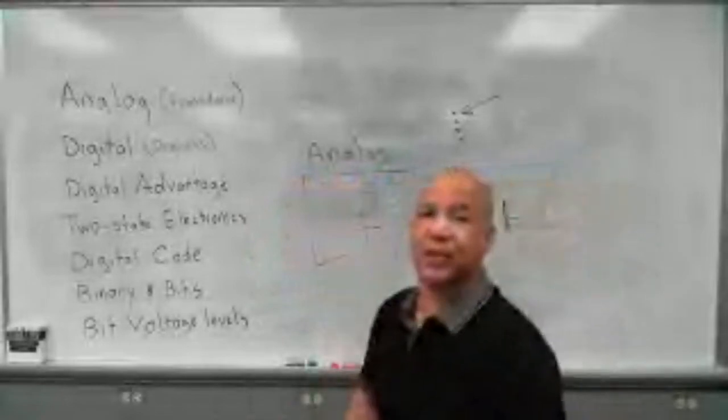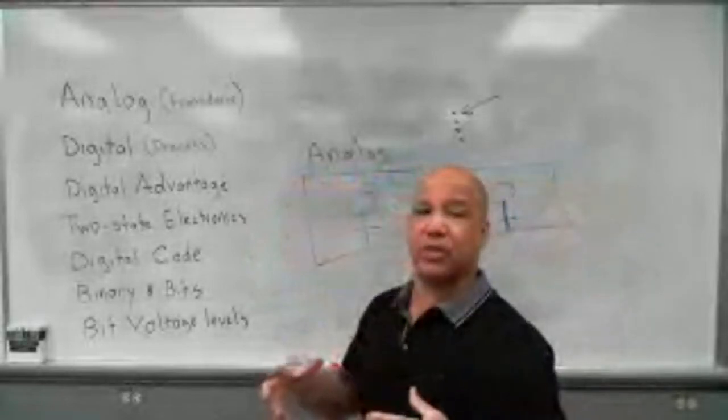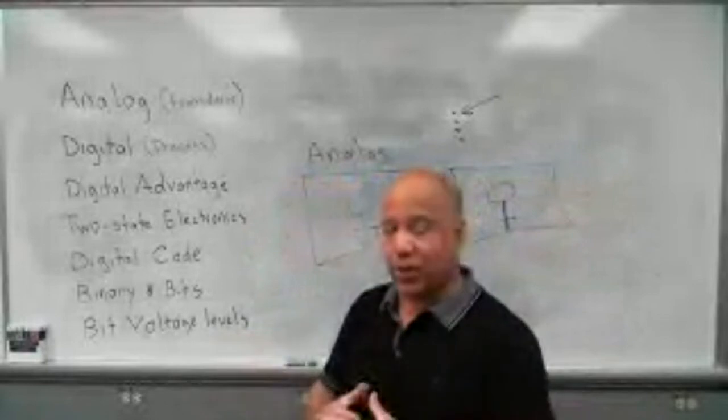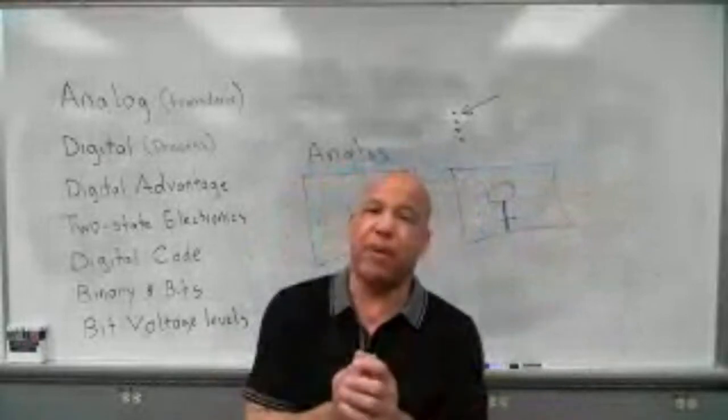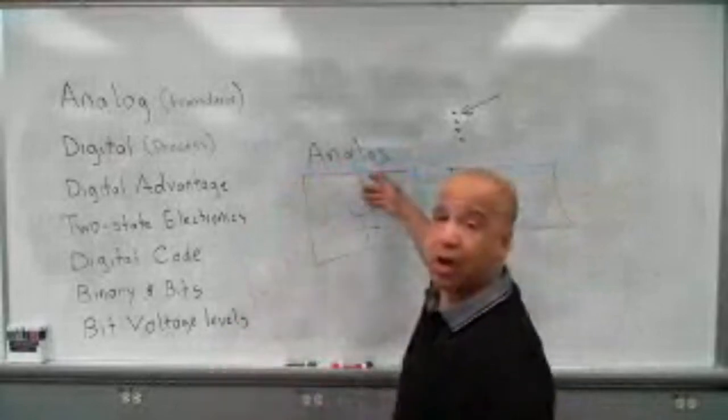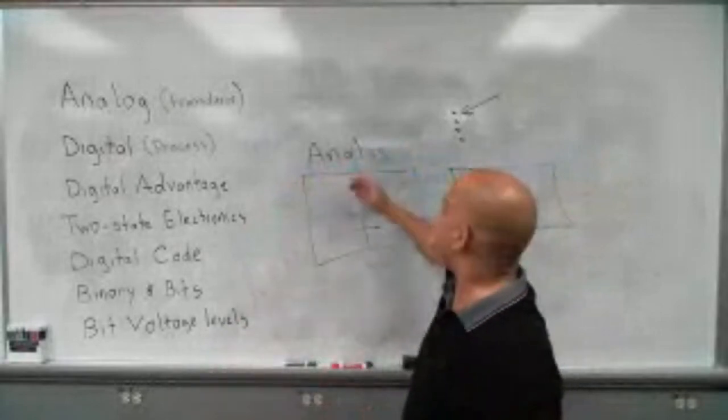If you digitize it, since you're storing zeros and ones, you can use algorithms to do what we call compression. You can put more digital information in a much smaller space than you could with analog.